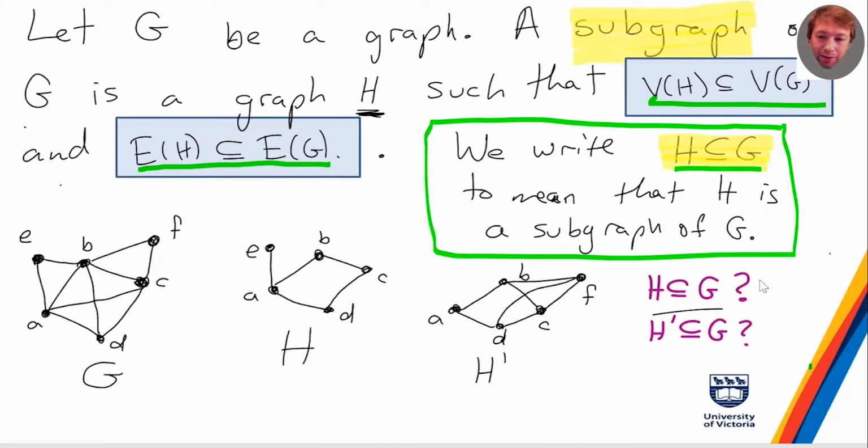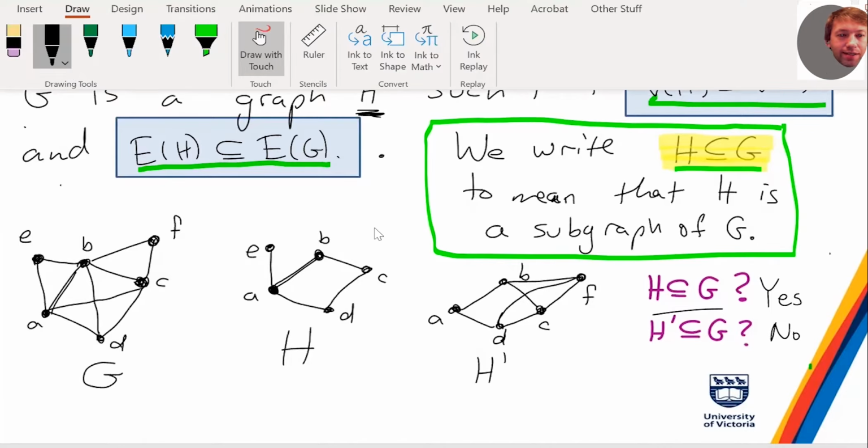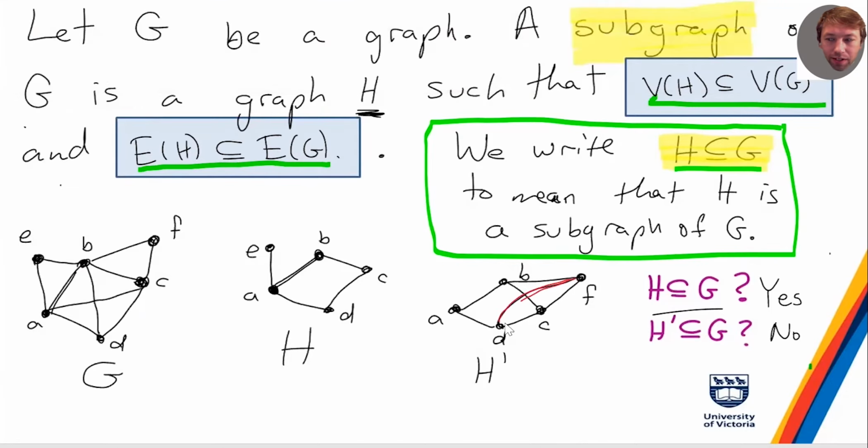Here I would say yes, because if you take a look, all of these vertices are vertices of G, and all of the edges of H are present in G. But for H prime, I would say no. It does have all the right vertices, like A, B, C, D, and F are all vertices of G, but it has this edge from D to F, which breaks things. So that makes H prime not a subgraph, right?